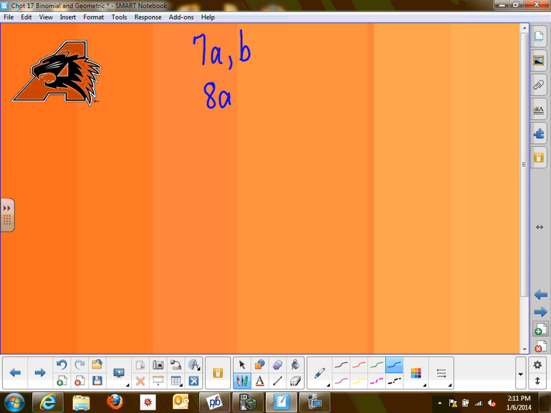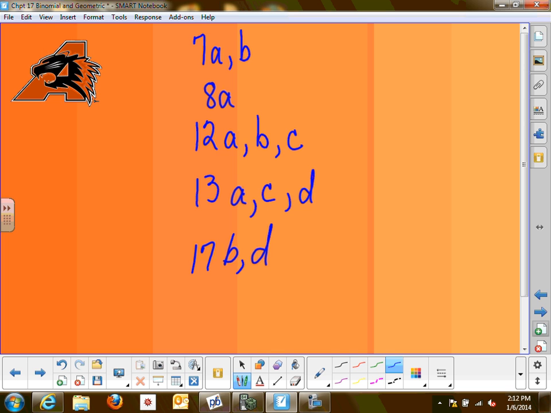8A. Okay, and you can turn the page. You're going to do 12A, B, and C. You're going to do 13A, C, and D. And then on the back is 17B and D.